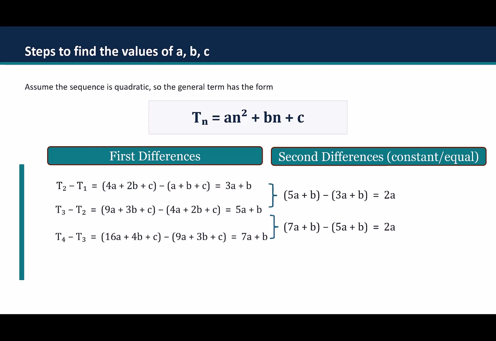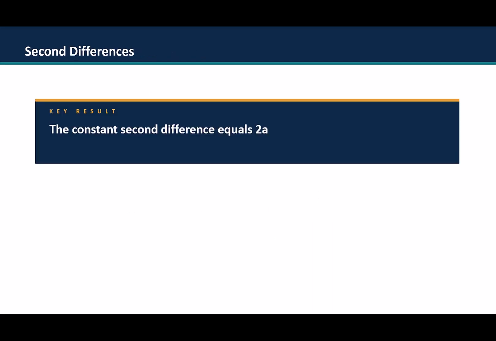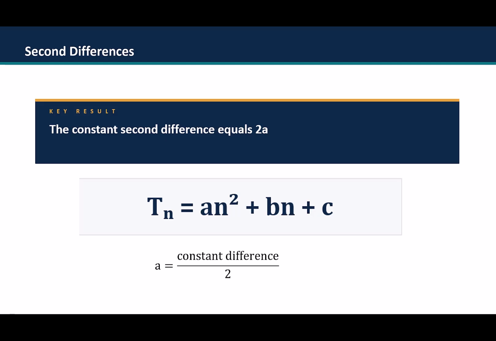But let's look at how this helps us. The constant second difference is equal to 2a. So when I'm looking at Tn equals an squared plus bn plus c, a is going to be the constant difference divided by 2. So now we have a quick way to find the value of a.